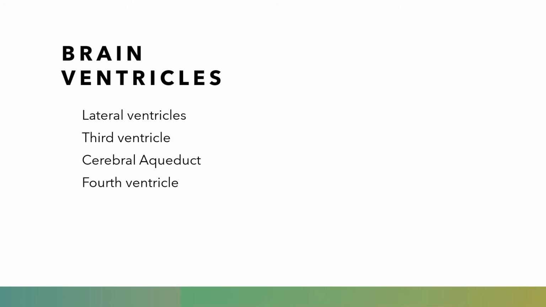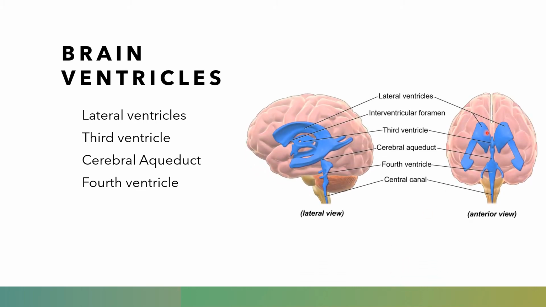So let's shift our attention to talking about the brain ventricles. There are 4 ventricles in the brain. You have these 2 lateral ventricles, the 3rd ventricle, and the 4th ventricle. The 3rd and 4th ventricle are connected by the cerebral aqueduct.